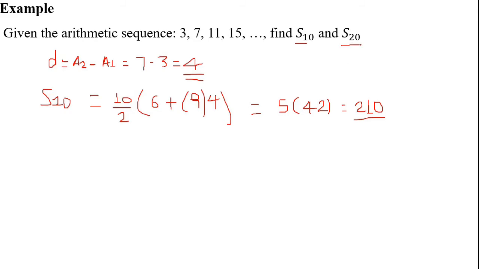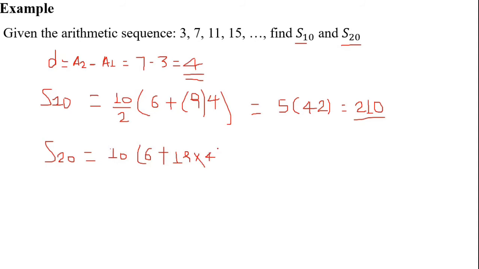The first 20 terms. That means it is symbolized as S20. So this can be calculated as 20 over 2, that is 10, times 2 times a1, where the first term for this arithmetic sequence is 3. So we have 6, plus n minus 1, that is 19, times 4. We have 4 here.